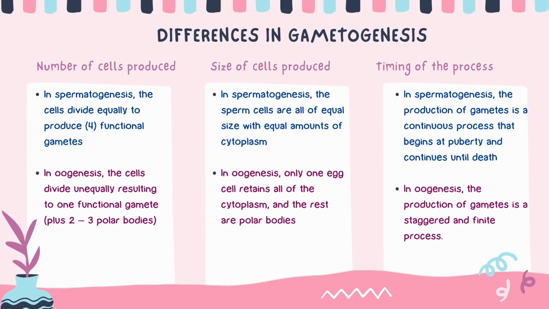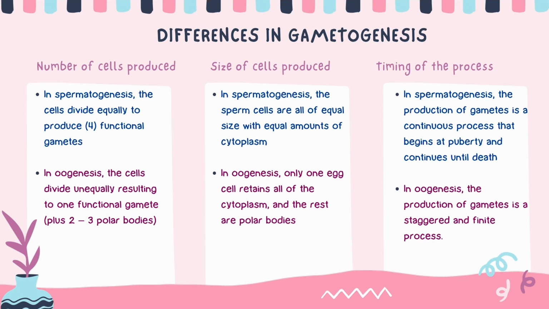Now, let us have a recap of the differences between spermatogenesis and oogenesis. These are the main differences in gametogenesis: the number of cells produced, the size of the cells produced, and the timing of the process. First, the number of cells produced. In spermatogenesis, the cells divide equally to produce 4 functional gametes, while in oogenesis, the cells divide unequally. Remember, there is an unequal cytokinesis, resulting in 1 functional gamete plus 2 to 3 polar bodies that will later degenerate.